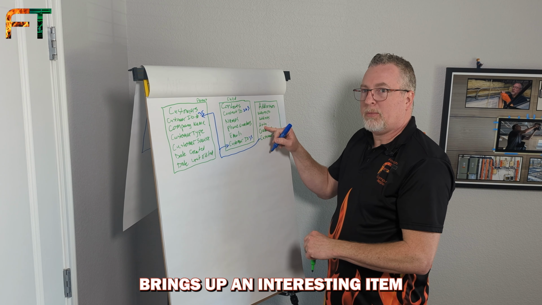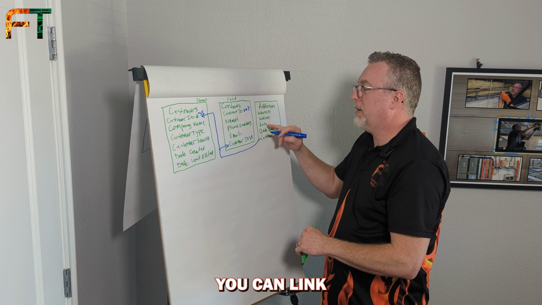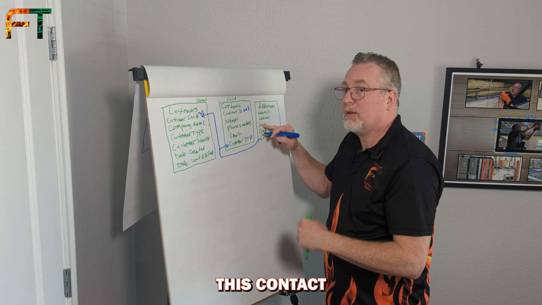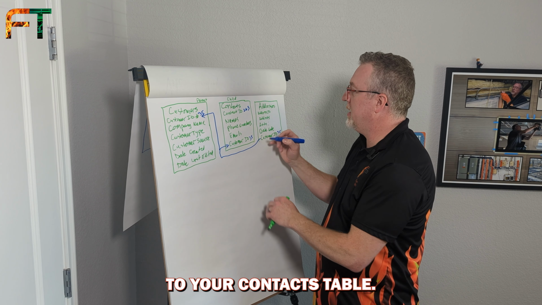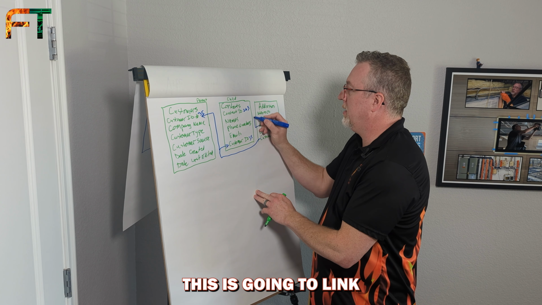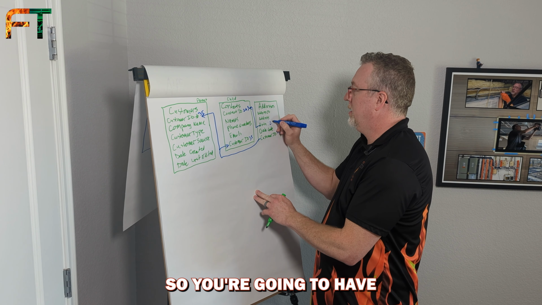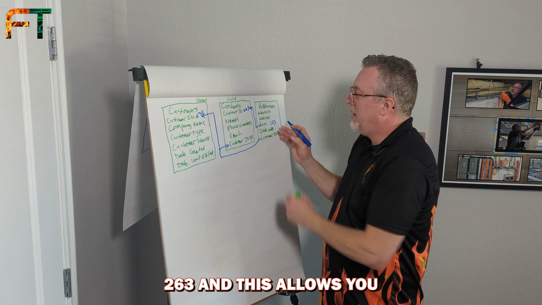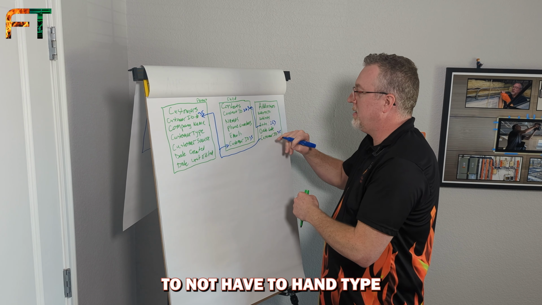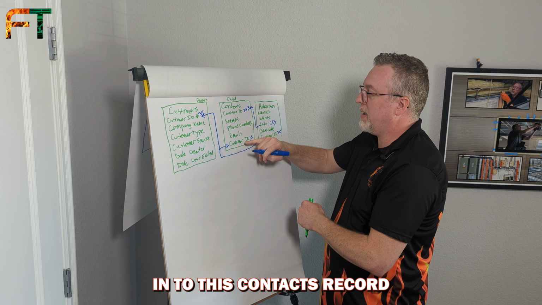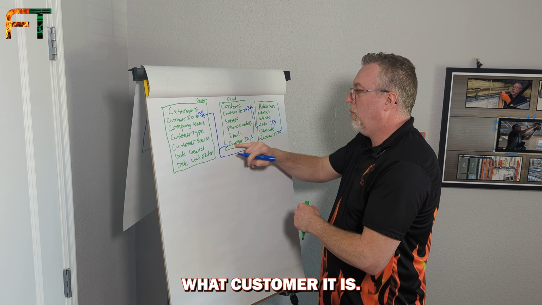Now, the attention brings up an interesting item. You can link this contact who needs to be alerted to your contacts table. So now this is going to link to this contact ID. So you're going to have 263. And this allows you to not have to hand type into this contacts record what customer it is.